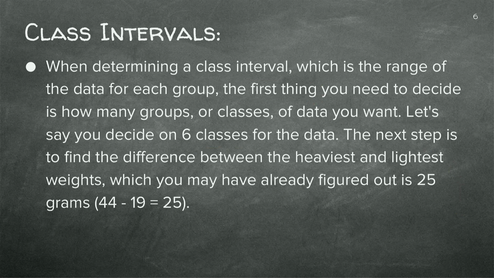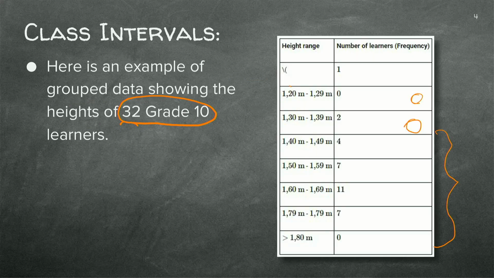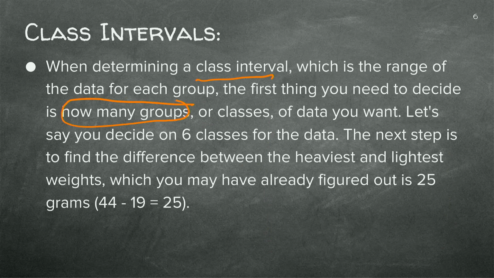Our first step. When determining a class interval, which is the range of data for each group, the first thing you need to decide is how many groups or classes of data you want. So let's scroll back. These are the groups or classes of data. Now you want to decide how many of these you want. So moving on, let's say you decide on 6 classes for the data.